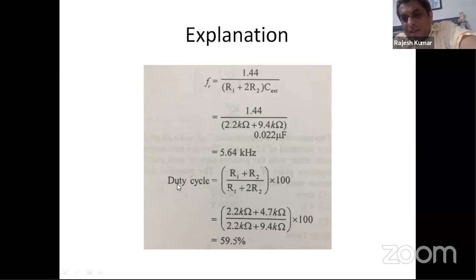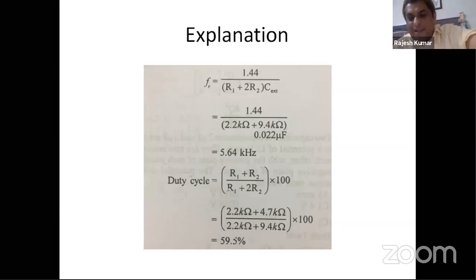And your duty cycle, what is a duty cycle? A duty cycle decides whether the oscillations that you are getting from the 555 timer are symmetrical or asymmetrical. If you have a 50% duty cycle, this means that whatever you are getting from the 555 timer will be symmetrical and will be a square wave. And if you get a duty cycle more or less than 50%, this means that you will get an asymmetrical wave.